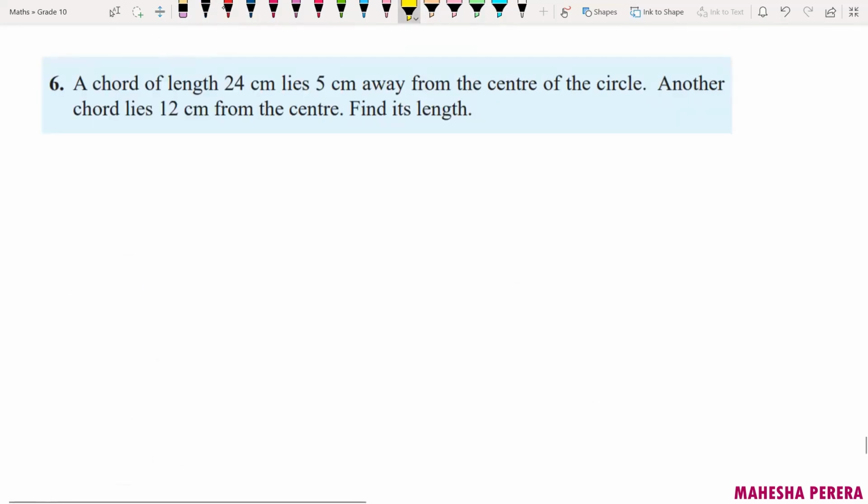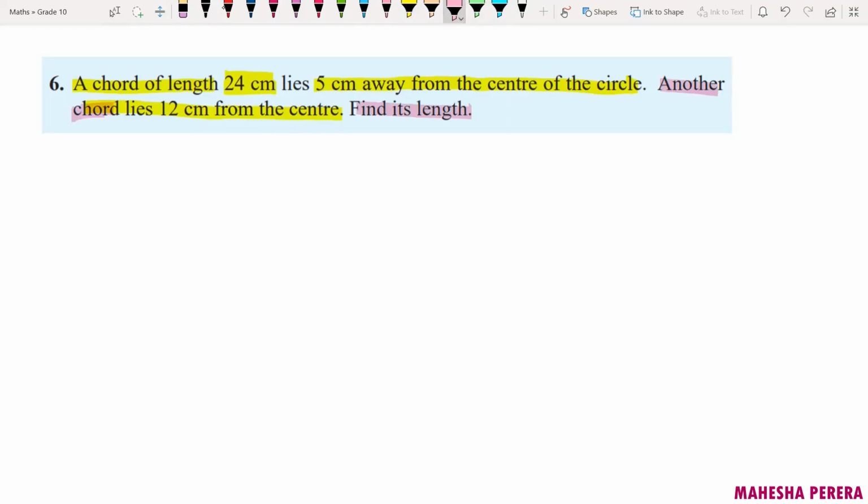Right. Now let's read the next question. A chord of length 24 centimeters lies 5 centimeters away from the center of a circle. Another chord lies 12 centimeters from the center. And then we need to find its length.